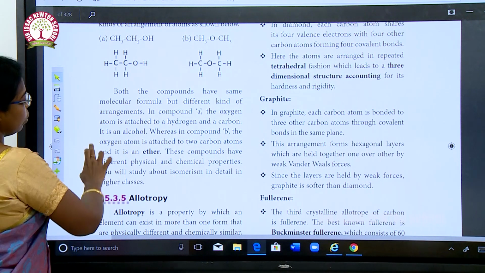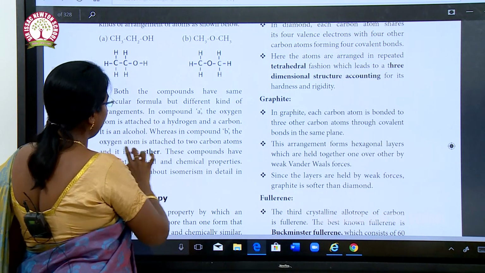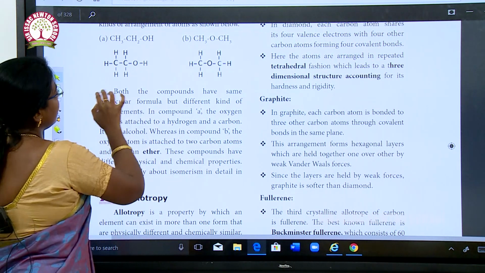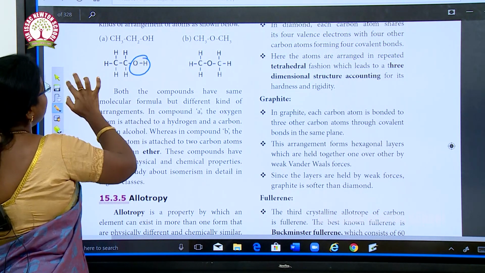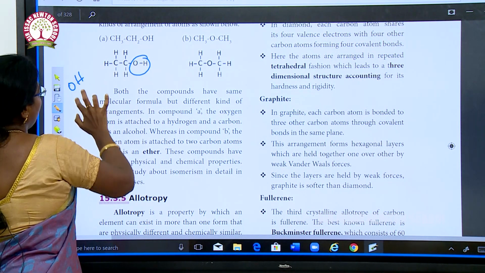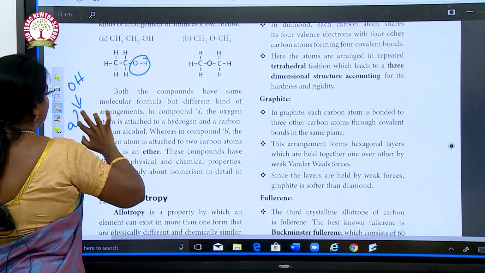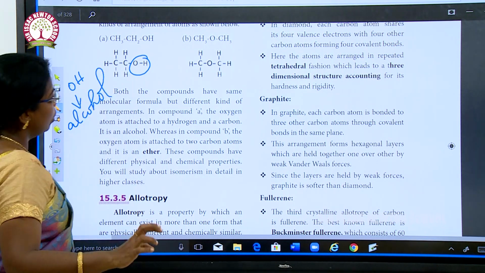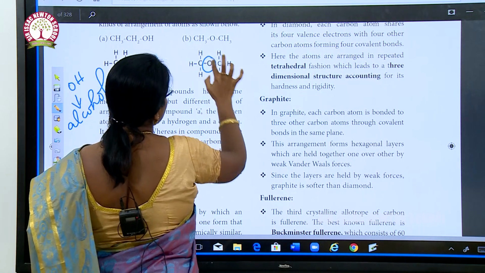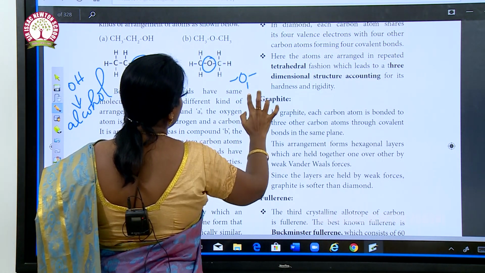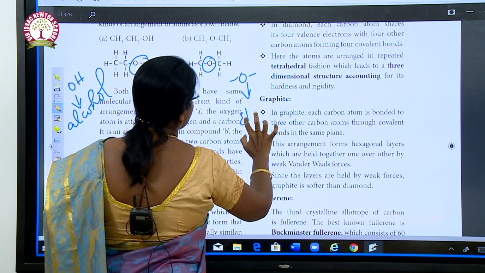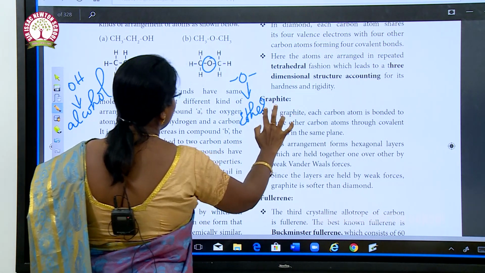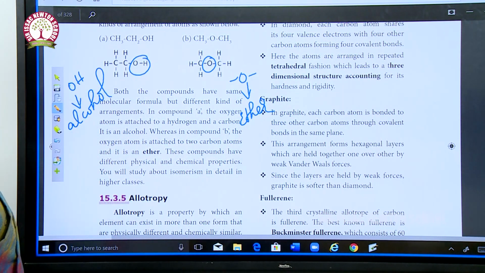In compound A, the oxygen atom is attached to a hydrogen and a carbon. It is an alcohol. See here, the OH group means it is an alcohol. In the other compound, where is O? This is O, and this is an ether. So, same molecular formula, different structural formula. These are isomers.